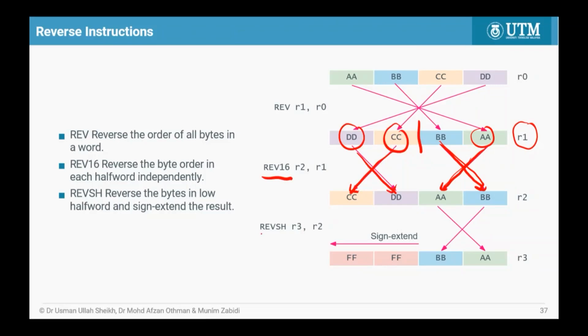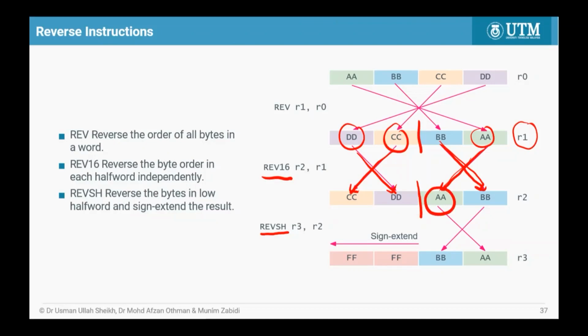And next, we have REVSH. It means that you reverse the lower half word, and after that, the top half word will be filled by sign extension. First, divide this value R2, because this is the instruction REVSH R3 R2, so your source register is R2. You divide it into 2 half words. This one is the lower half word and this is the upper half word. For the lower half word, you reverse the order, so BB will go here, AA will go here. And what about the upper half word? You need to look at this bit here, the sign of this bit.